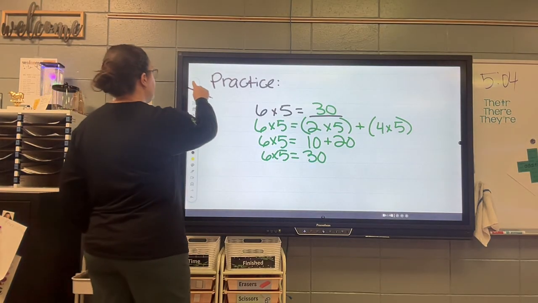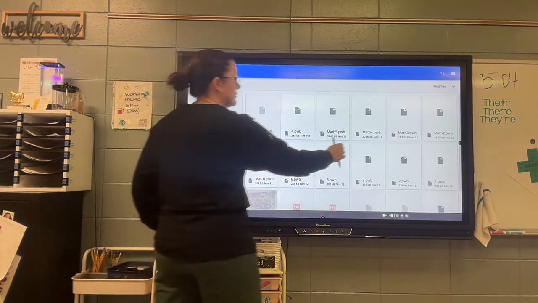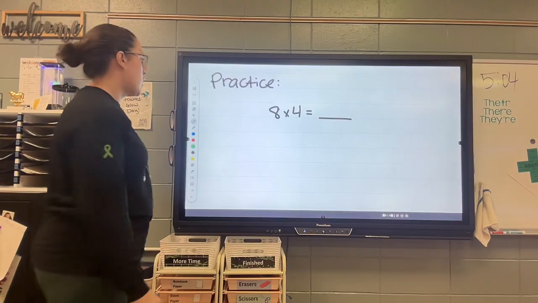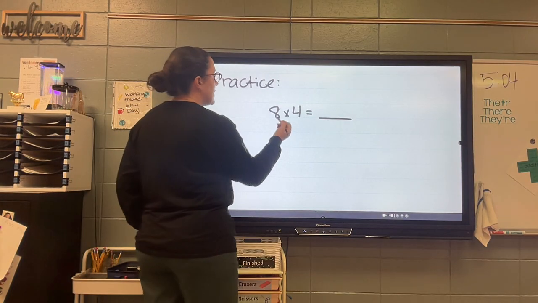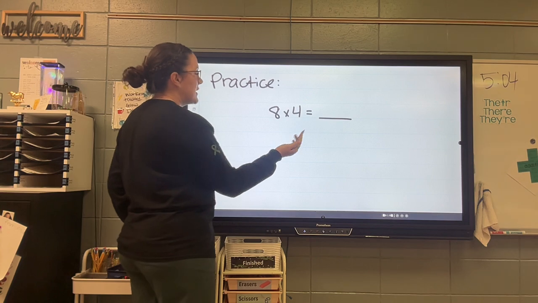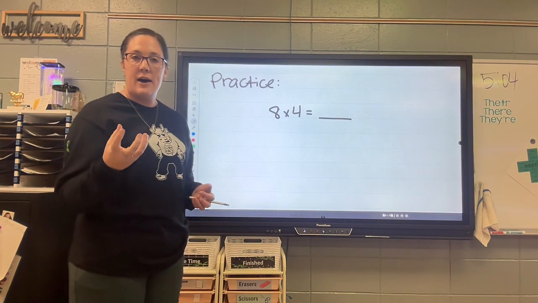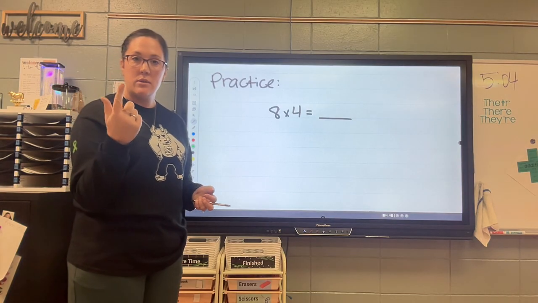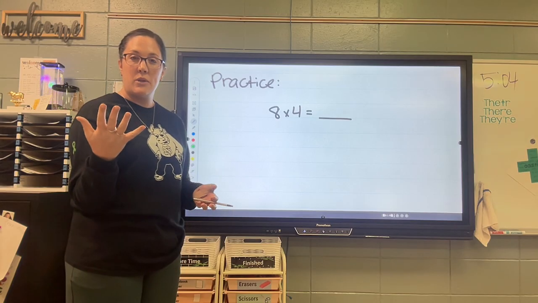Let's do another one. Okay, what if I have 8 times 4? Well, I'm going to break down 8 times 4. So I'm going to break down the 4. Why? Because some of the easiest factors that we've talked about are zeros, ones, twos, fives, and tens. Those are some of the easier ones to do, right?